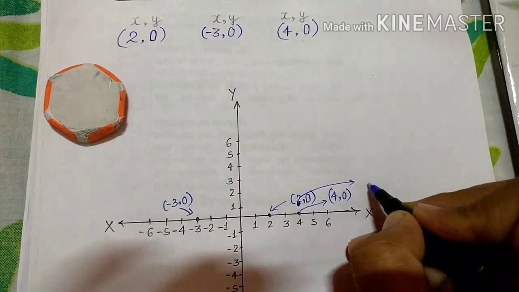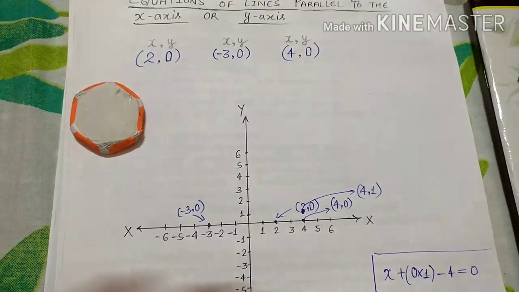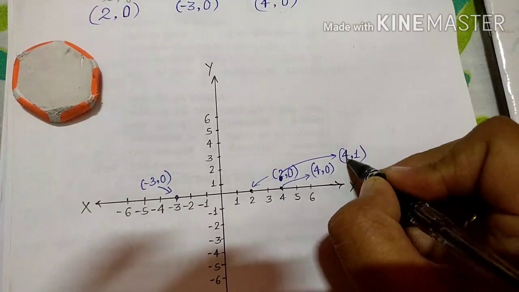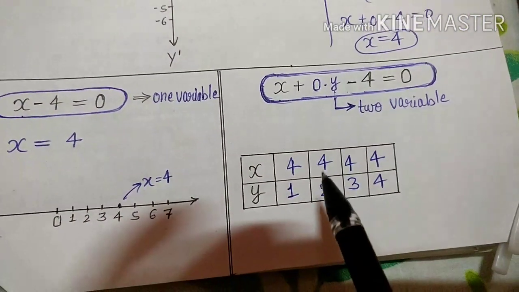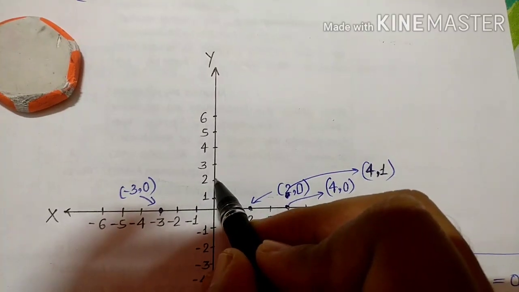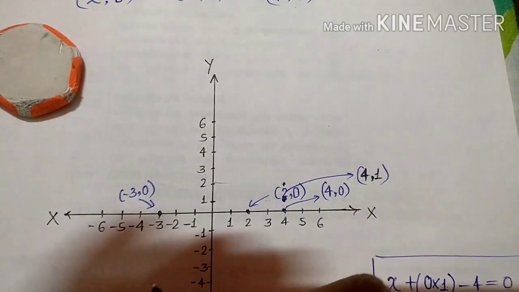This point is what? 4 comma 1, okay. I can use black pen also, no problem, okay. 4 comma 1, okay. Next point is what? 4 comma 2. So again x value 4, it will remain here. What is the value of y? 2. So it will come just upside of 1, okay.